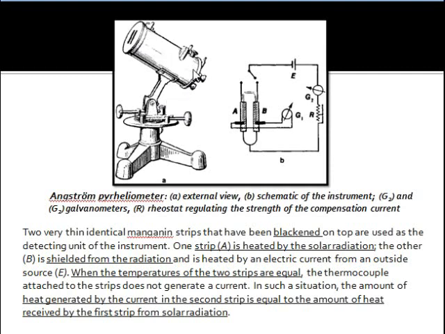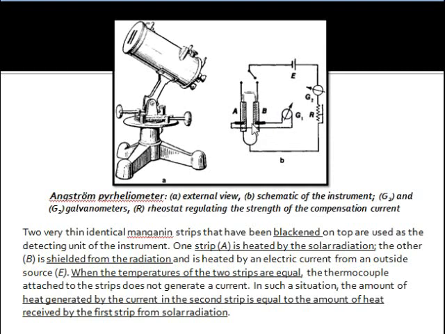And there will be a sensor at the bottom, and that sensor will receive the solar radiation. Only beam radiation is made to pass through this collimator tube, because the diffuse radiation will be effectively blocked. Inside this sensor, there will be two manganin strips, and these two strips are connected to a galvanometer. And these strips are blackened.